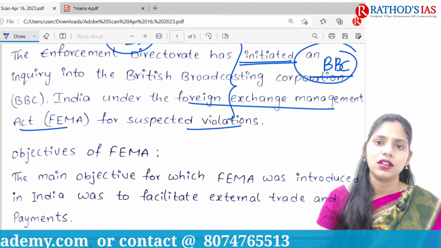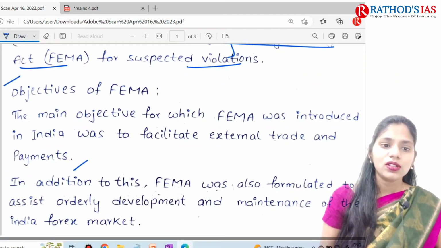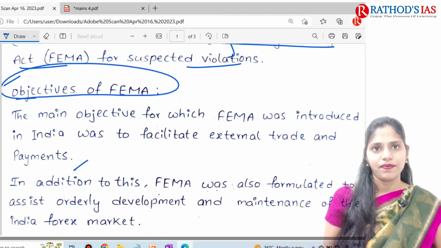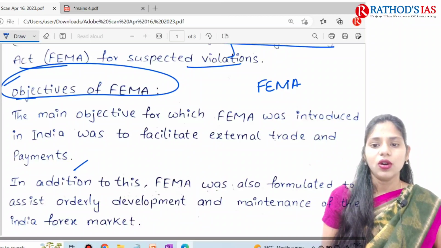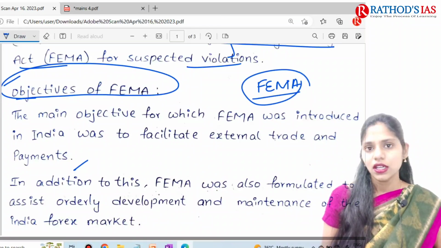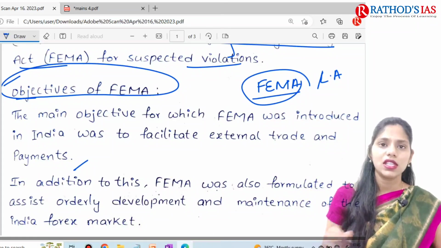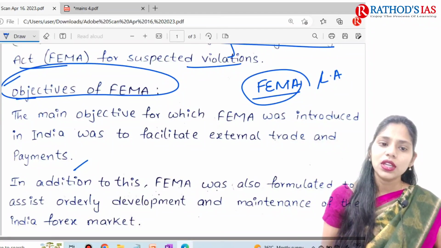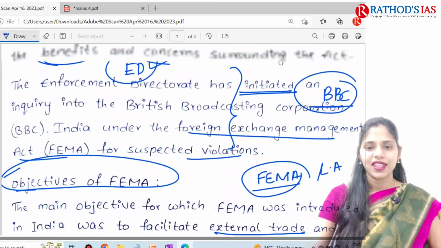So this is a very good introduction. And even in the introduction, the student also wrote about the objectives of FEMA. So he covered both what FEMA is and also why it is in current affairs, the CA part. So the objective is to facilitate external trade and payments.